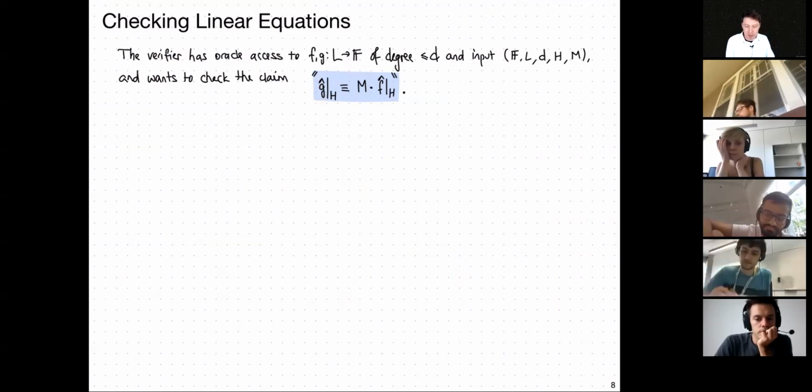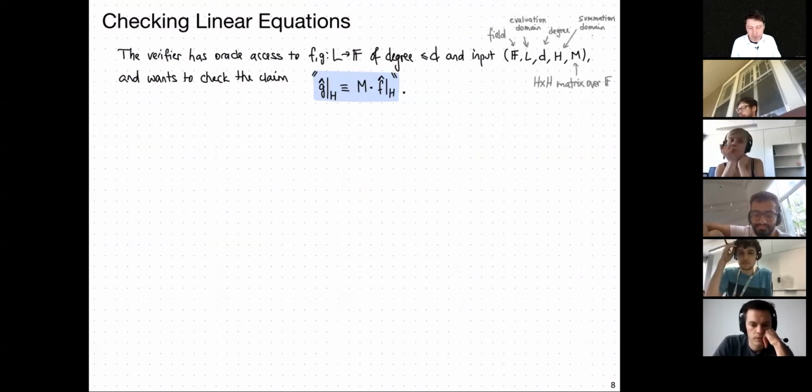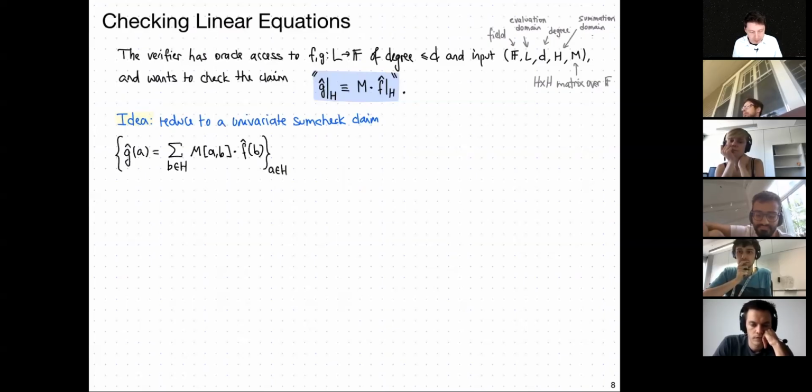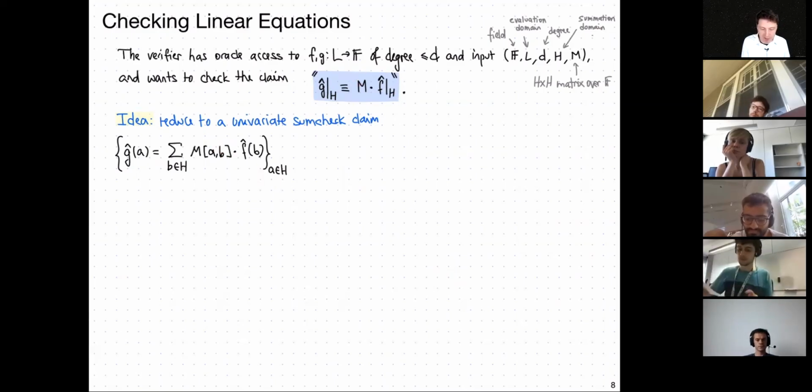So our task is to check this type of problem, and our approach will be to just reduce it to a sum check problem via one round of interaction, okay? So yeah, that's what I said. We're going to reduce to the invariant sum check claim. So notice that this claim is nothing but a bunch of equations of this form, right? It says the i-th entry of G is this particular row of M times F, right? And this matrix vector multiplication is a bunch of inner products. So here they are.